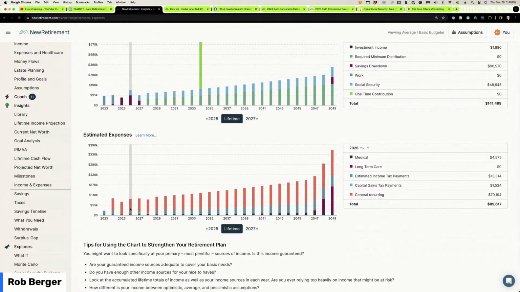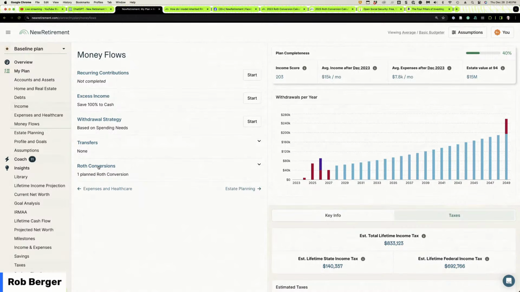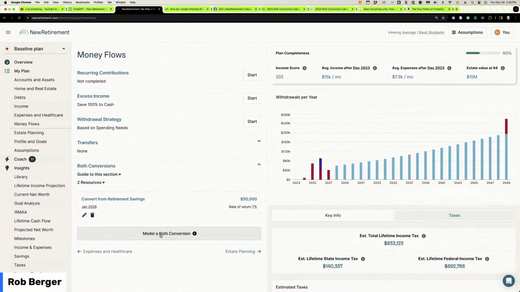Let's see here. I did this in 2026. It's just showing it as regular income tax. So in any event, that's how that's going to work. In a Roth conversion here, you don't actually specify an account to pay the taxes from. That'll just happen based on what they often refer to as the order of operations in New Retirement. So hopefully that helps.